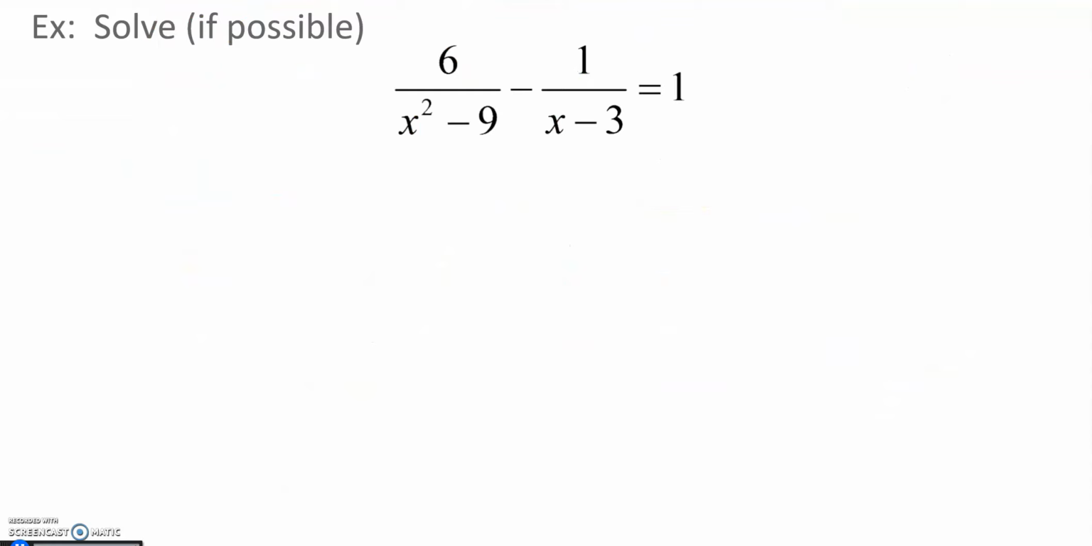With the last example, the first thing I'd like you to do is pause the video briefly and write down what you think the least common denominator is. Remember, as soon as you see an x squared, please consider factoring. So please pause now.